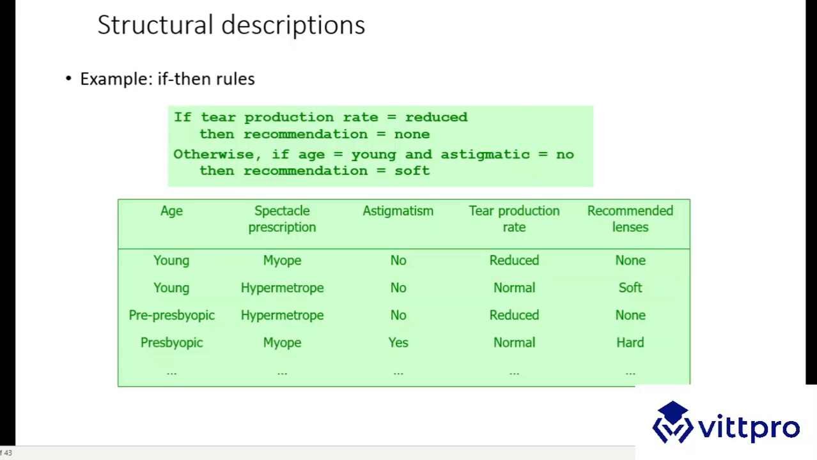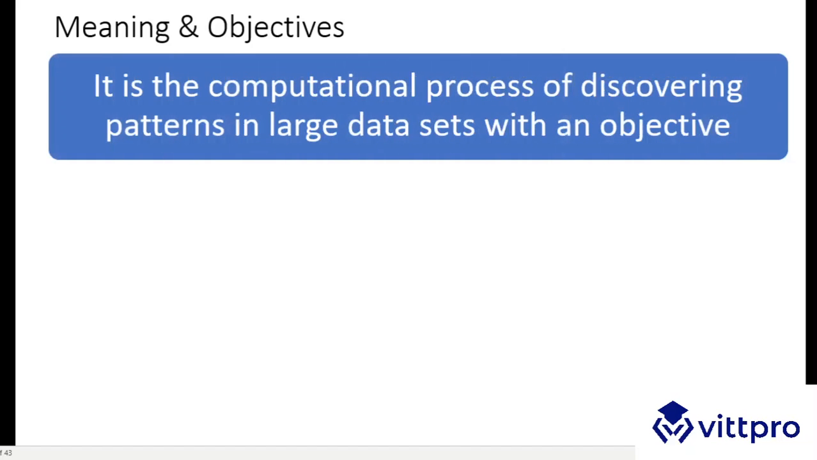Yes, if you are able to see the pattern, then it becomes a structural definition. So the idea is to identify the patterns, right? So that's the basic idea. Now the meaning of data mining, the objective is data mining. It's a computational process, means it's done by computers, of discovering the patterns. So the idea of data mining is to understand the patterns in large data sets with an objective.